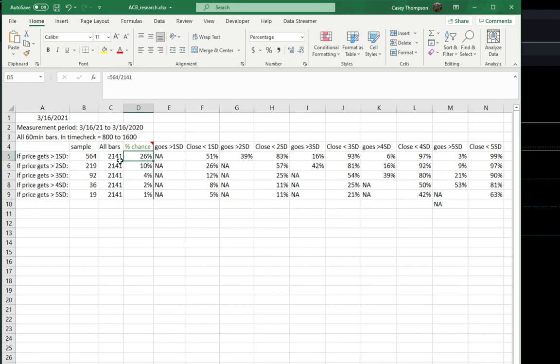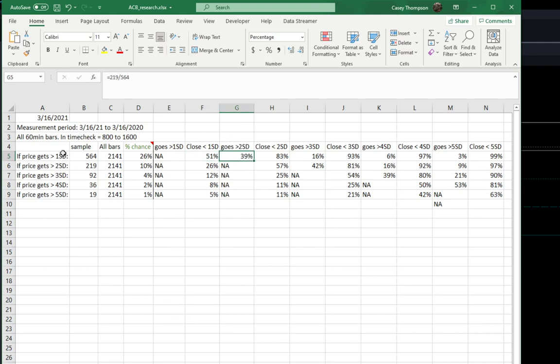And then what are the odds? If it goes over one standard deviation, what are the odds that it'll actually close, right? This is a candle body. We're not doing ATR. We're doing candle body. And what are the odds that it'll actually go and close lower than one standard deviation? So if it goes above one standard deviation, what are the chances it'll actually close underneath it? And it's about 50%.